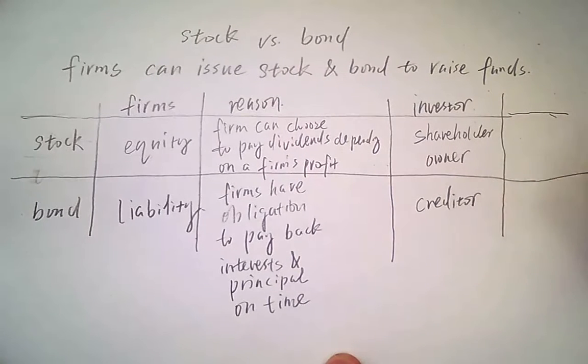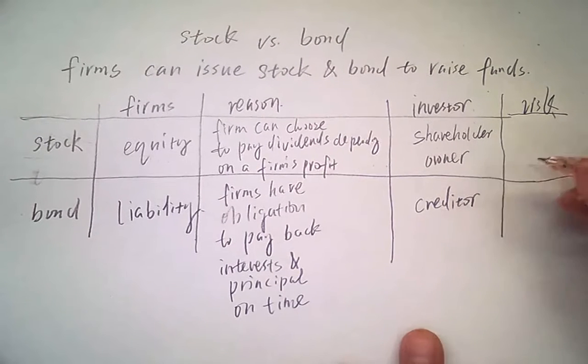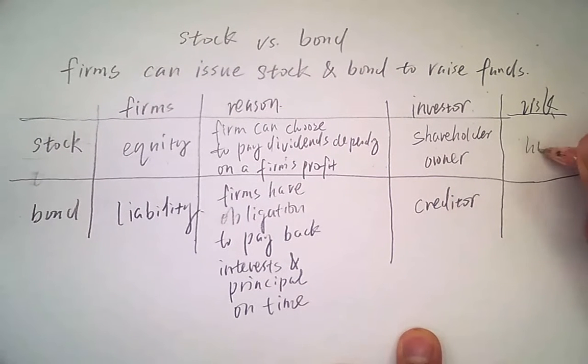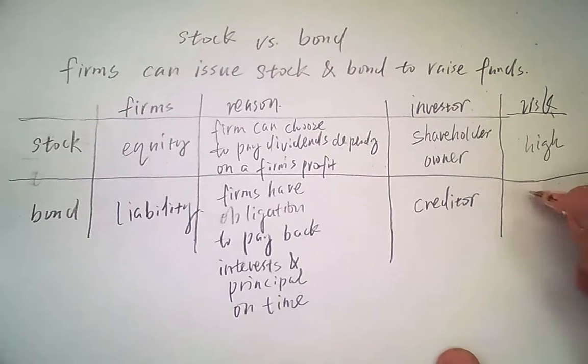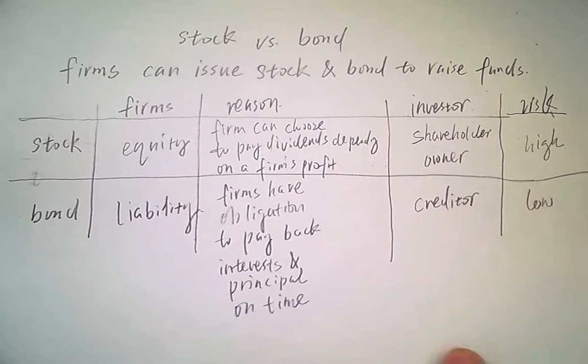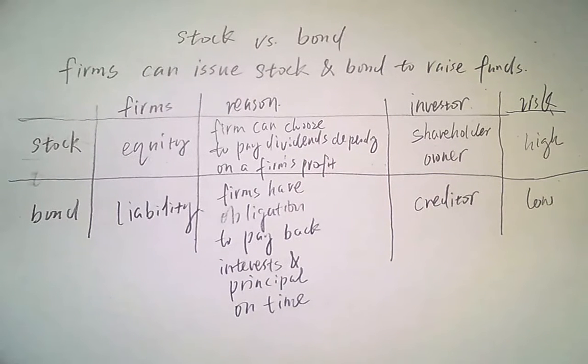So to the investors, which one has a higher risk? If you buy stock or if you buy bond, which one do you face the higher risk? And I believe most of you will write down the right answers. The stock definitely has a high risk to you, and bond has a low risk. The reason is what? Again, it's related to the definition of these two concepts.